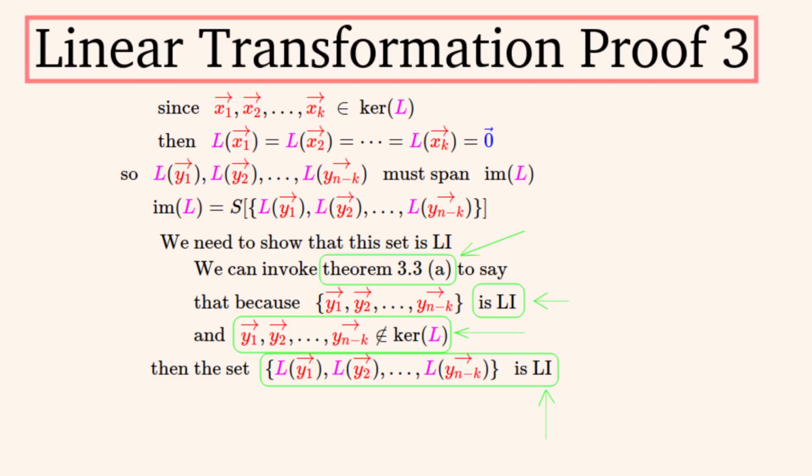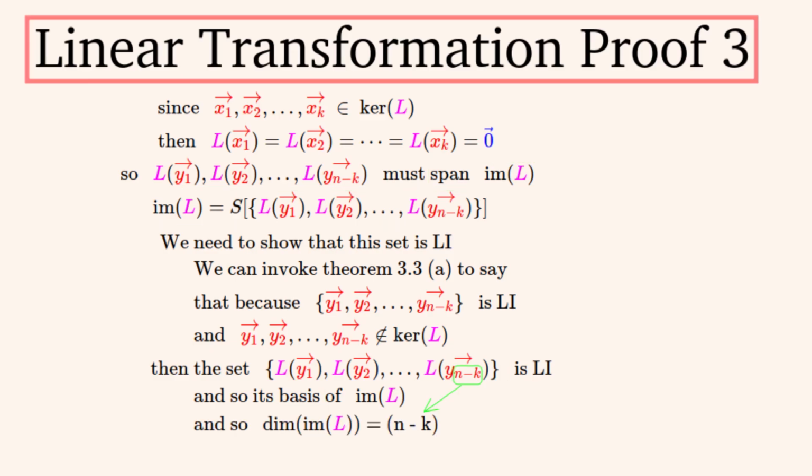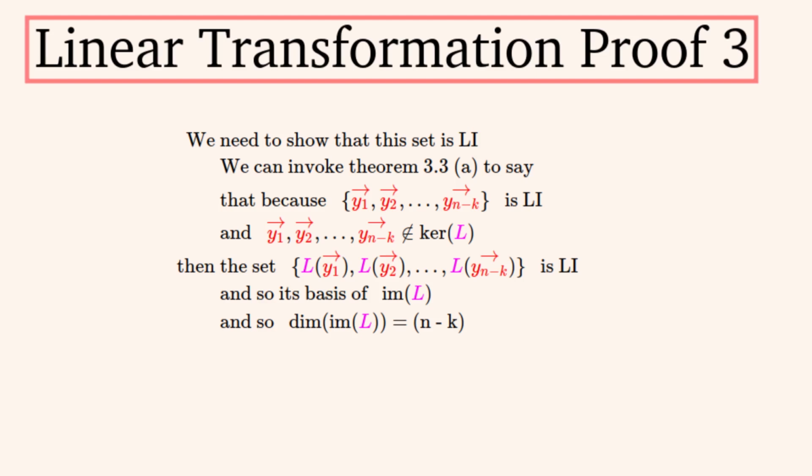I thought it would be easier to prove this result first and make it into a separate theorem, and then invoke it in this theorem. And so we can say that this set is a basis of the image of L because it both spans this set and is linearly independent. And then we can use this set of basis vectors to calculate the dimension of this vector space, which is n minus k. I'll just scroll this page up, and I'll write this reason down.